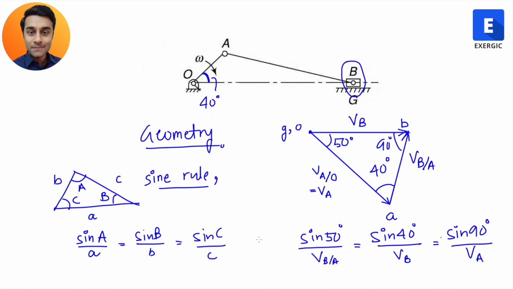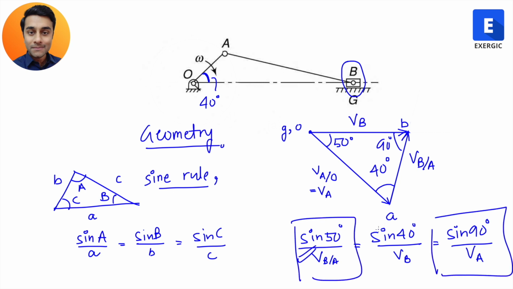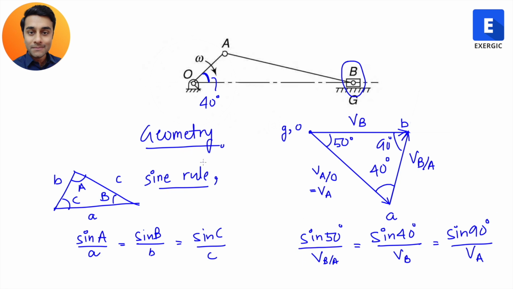If you want to find out the velocity of B with respect to A, then you equate this one and this one. You will be able to calculate VBA, right or not? This is a rule which is going to be very useful for you in this velocity polygon method. Write it down in your notes if you have not written it.